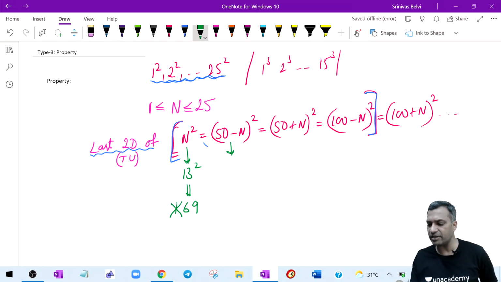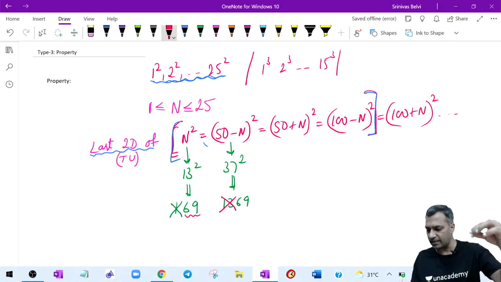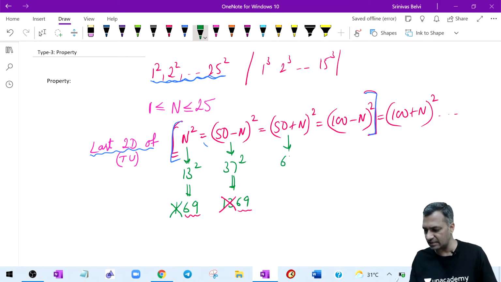What is 50 minus n square, where n is 13? 50 minus 13 square becomes 37 square, right? 37 square is 1369. I'm not interested in the 1 and 3. I just want you to notice that 50 minus n square ends in 69. With speed calculation techniques, you can also understand that this is 63 square. Therefore, the last digit will remain 69.